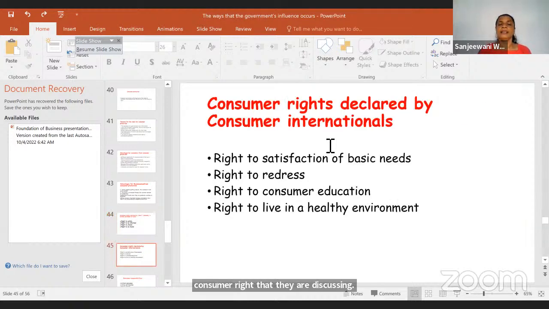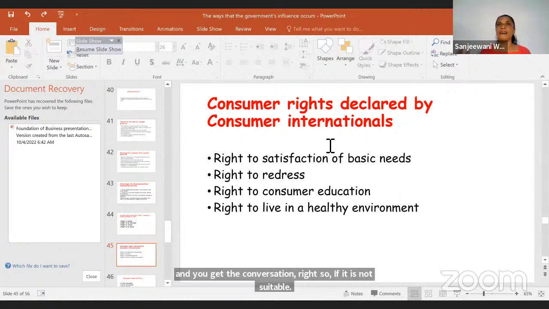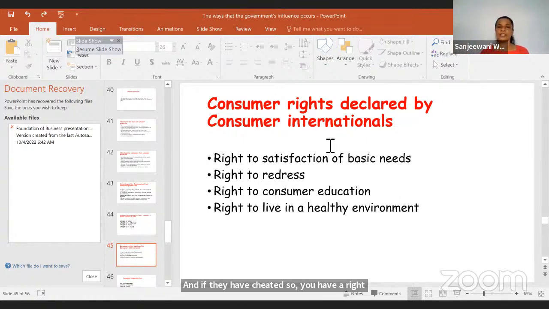All right. Then the consumer rights declared by Consumer International. So what are the 4 consumer rights declared by Consumer International? Right to satisfaction of basic needs. So if you're buying a good or a service, that has to satisfy your basic needs. Okay, and right to redress, in the sense that you have a right to forward your complaint and get compensation. So if it is not suitable and if they have cheated, you have a right to get the money back. That is the right to redress.